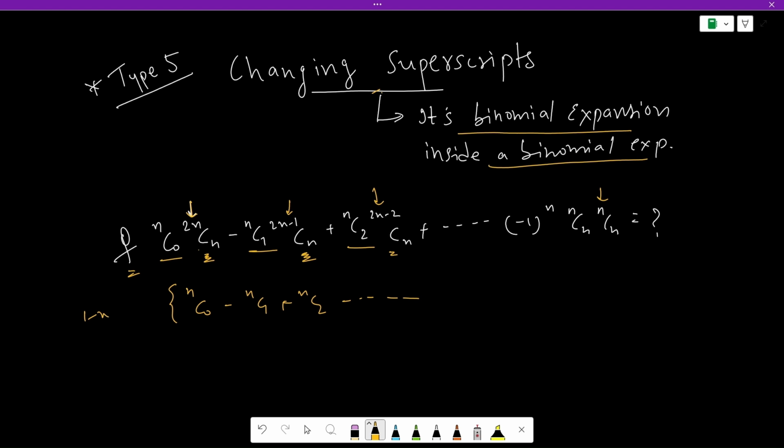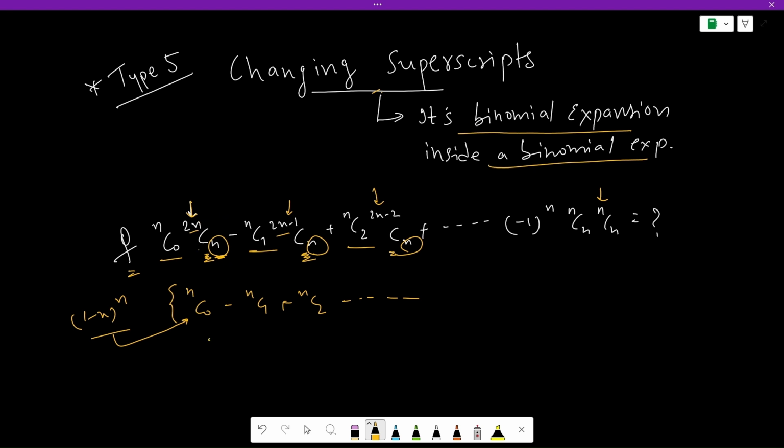Now you have seen this expression already. This is 1 minus x raised to the power n, right? The expansion of this gives the coefficients as these. But now we are having another term multiplied where the superscripts are changing. But as you can see, the subscripts are constant. They are always n, right? So what this means is that this is the coefficient of x raised to the power n in some other binomial expansion.